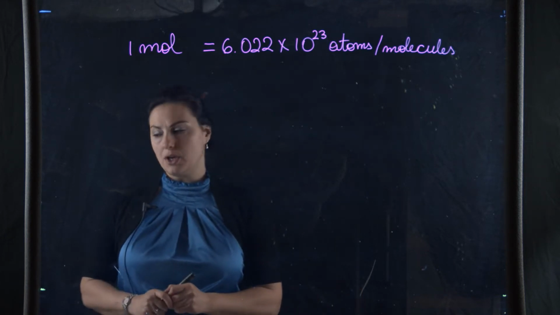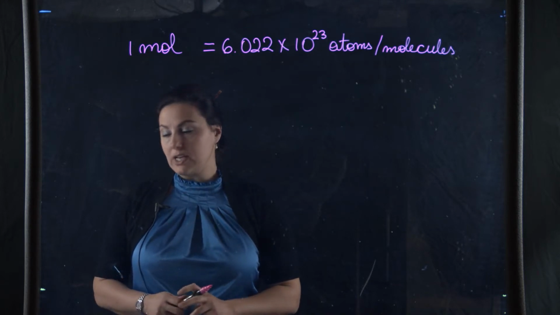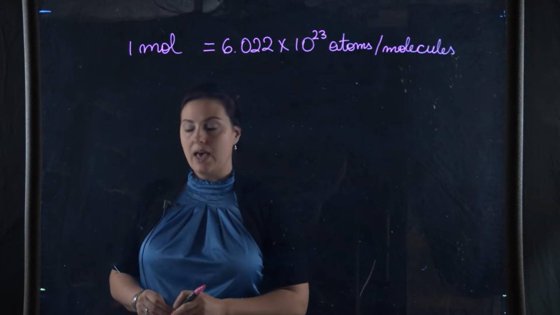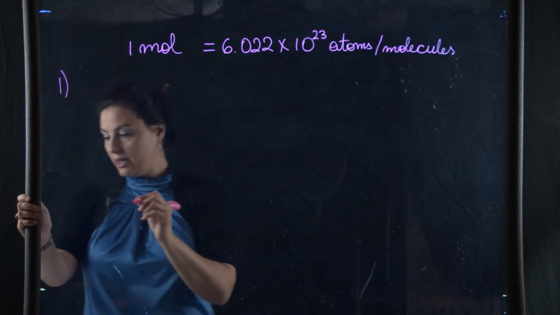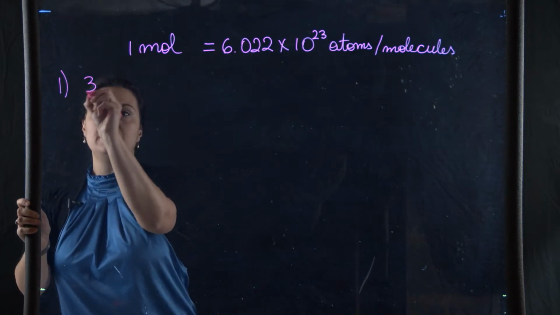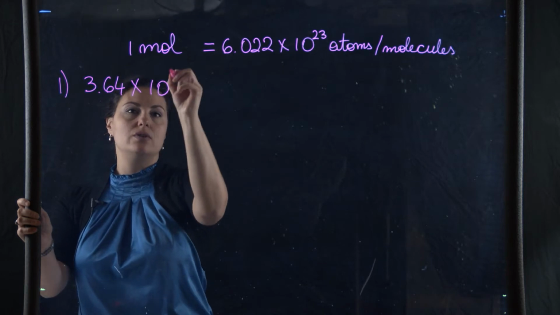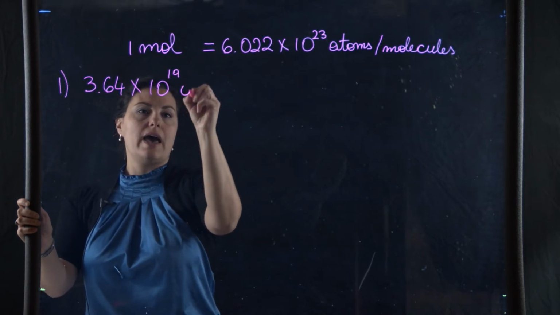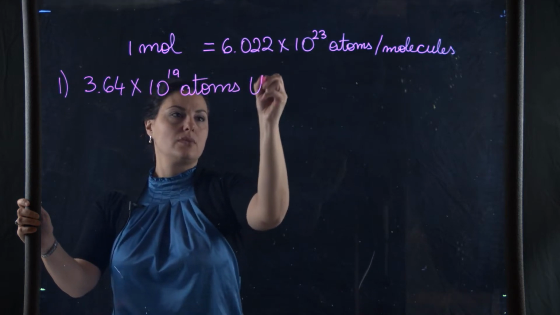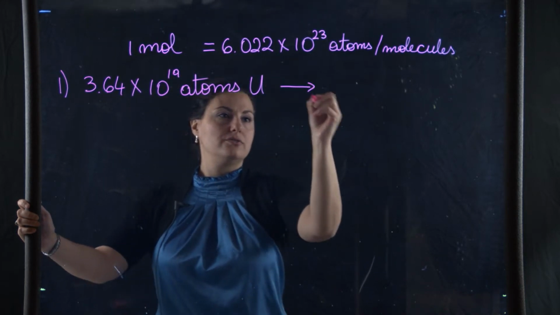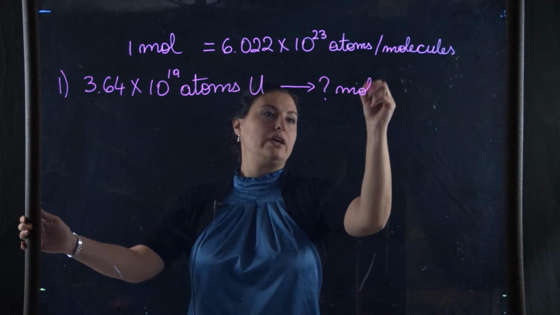How many moles of uranium are there in 3.64 times 10 to the 19th atoms of uranium? So we are given 3.64 times 10 to the 19th atoms of uranium, and we are asked to figure out how many moles of uranium we have.